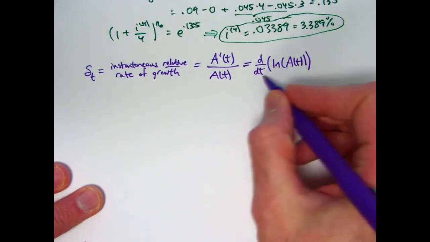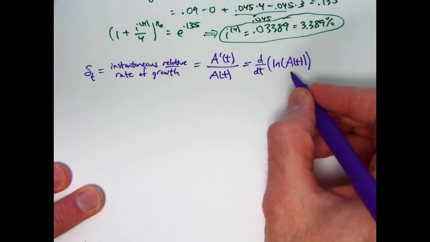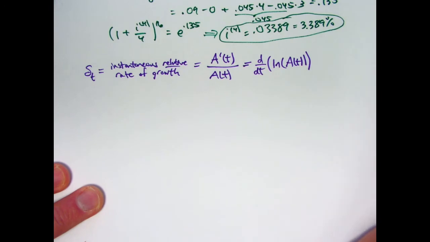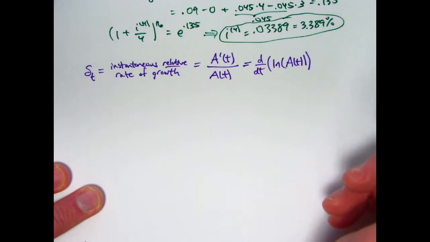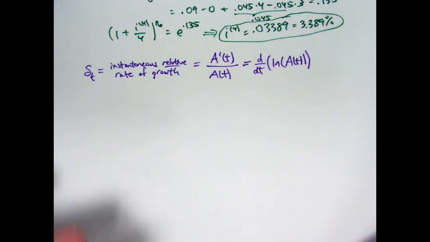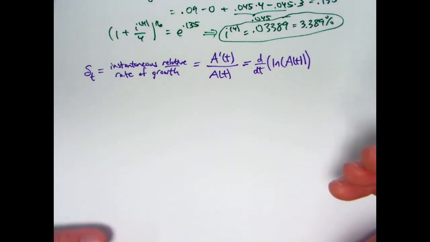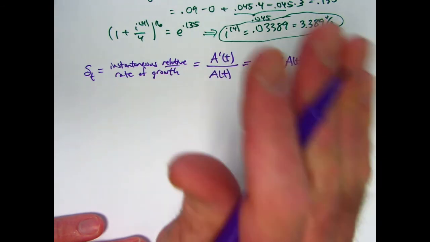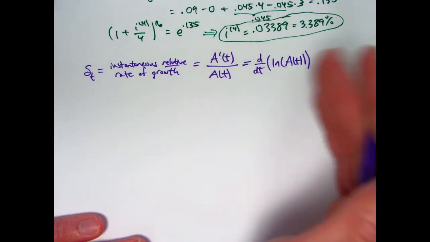I mean, certainly if you do differentiate this thing, the natural log of A of t, with the chain rule, you will get 1 over A of t times, by the chain rule, A prime of t. You will get exactly this. But realizing that that's true is not something that pops into most people's mind right away. It's something to learn.